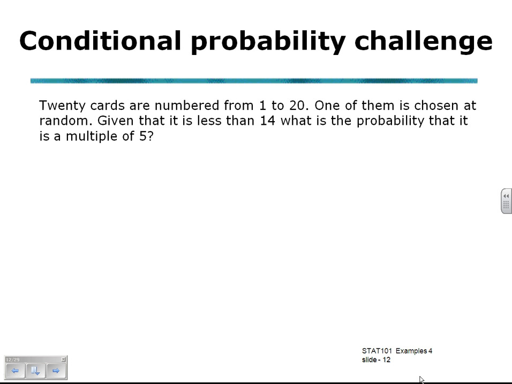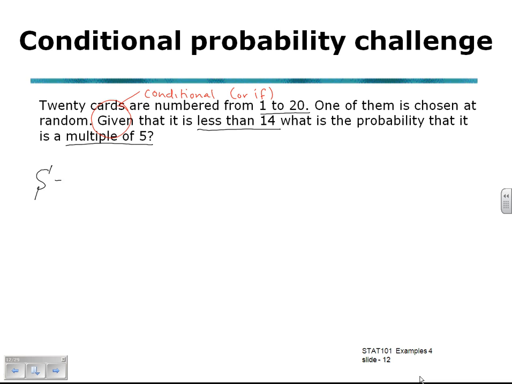Our challenge: 20 cards are numbered from 1 to 20. One of them is chosen at random. Given that it is less than 14, what is the probability it is a multiple of 5? The word given is the clue that we're looking at a conditional probability question. The words given or the words if lead us to a conditional probability problem.